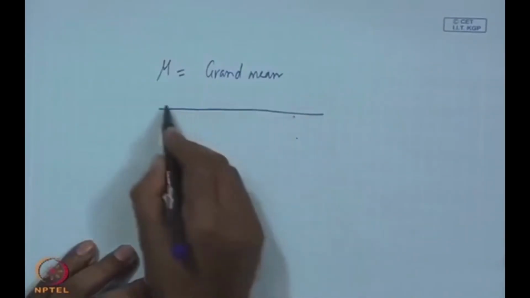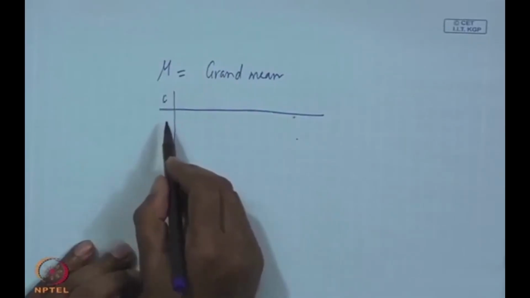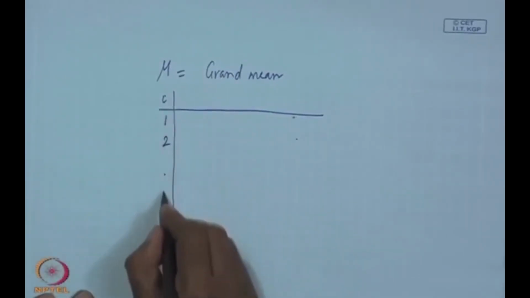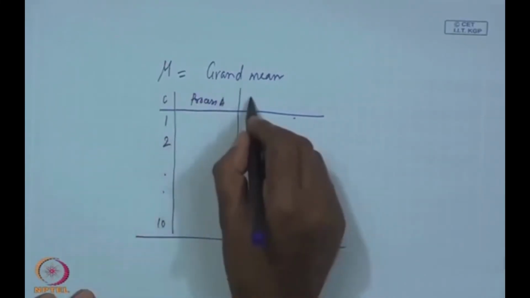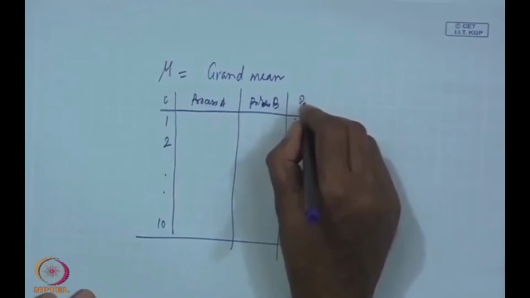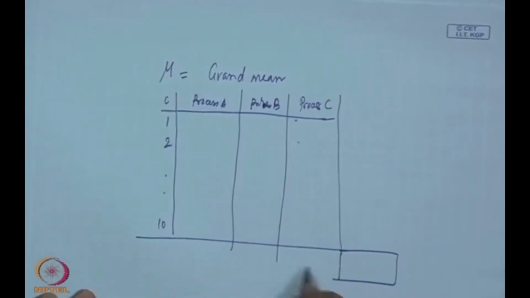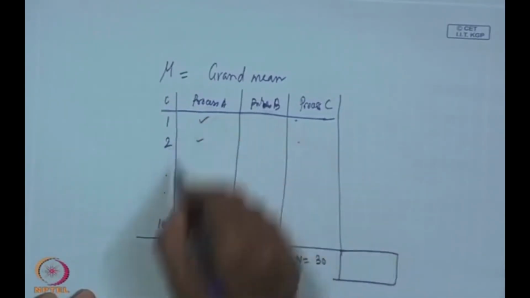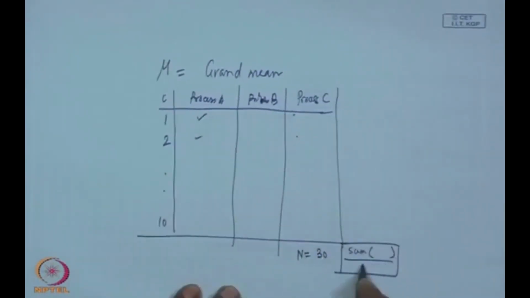For example, in this case we have collected certain amount of data, 10 data points, sample size is 10 for process A, process B and process C, 10 each. So, total data points, if I say n, is 30, and you consider every data point: the sum of all the data points divided by 30 is your grand mean.